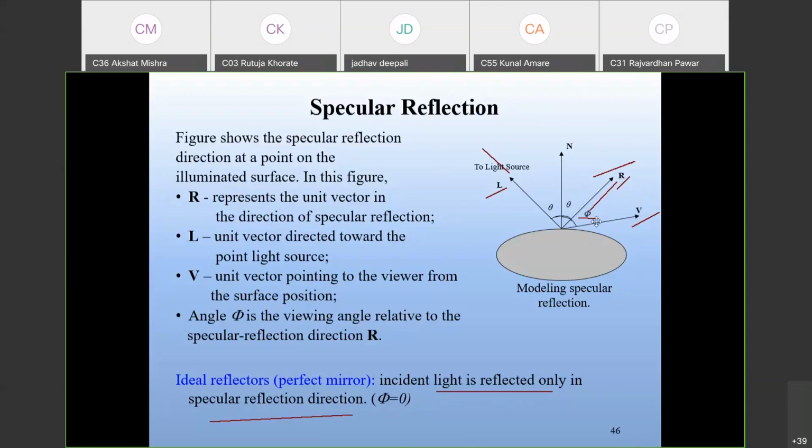For ideal reflectors, a perfect mirror, incident light is reflected only in the specular reflection direction. This means if phi is 0, the viewer is also in this direction. V is also here in the same way. The angle is 0, then it is ideal reflection. So remember that L is the light source, V is the viewer direction, R is the reflection, and N is the surface normal.